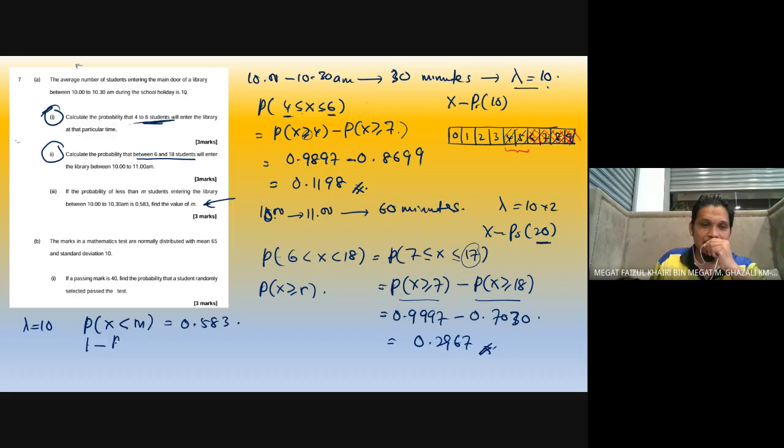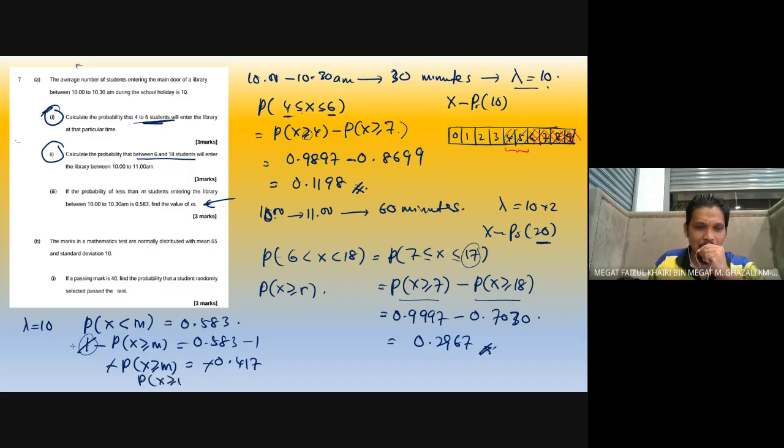So 1 minus probability of x greater than or equal to m is 0.583. Bring this positive 1 to the other side, it becomes negative 1 here. Then this is negative 0.417. Negative probability of x greater than or equal to m, multiply negative 1 left and right. So probability of x greater than or equal to m is 0.417. From here, just find the reading of this 0.417 from the statistical book inside the box.